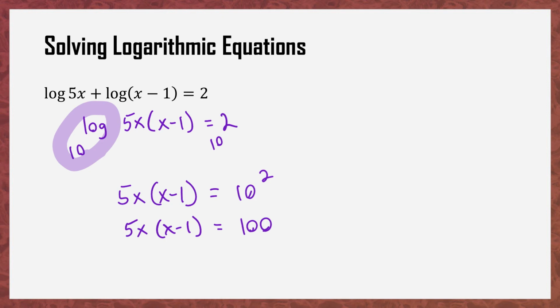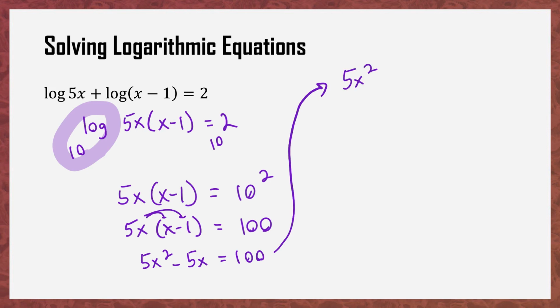Okay, here I notice I'm probably going to have a quadratic. So I'm going to distribute 5x to the x minus 1. That becomes 5x squared minus 5x equals 100. And I just have a quadratic to solve. That's not so bad. I'm going to give myself some room by putting it over here. 5x squared minus 5x. And I will subtract 100 from both sides just to make it equal to 0. Minus 100 equals 0.